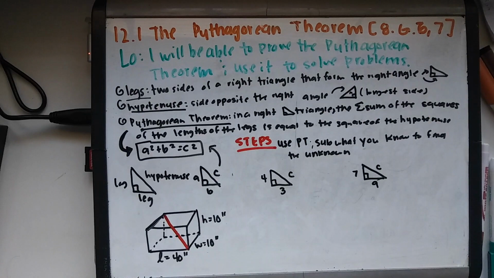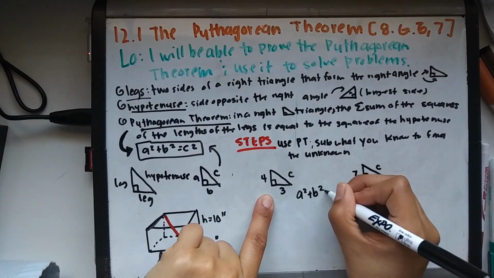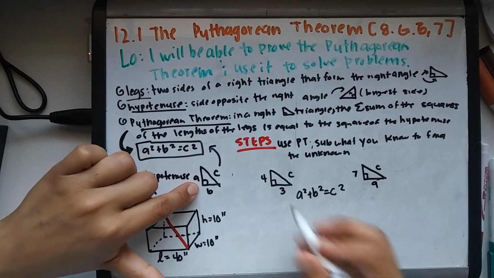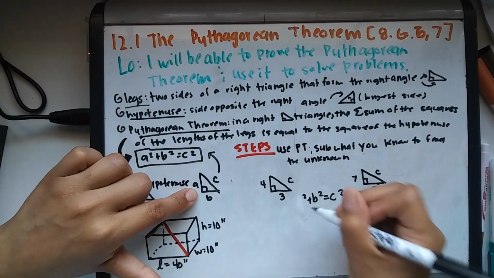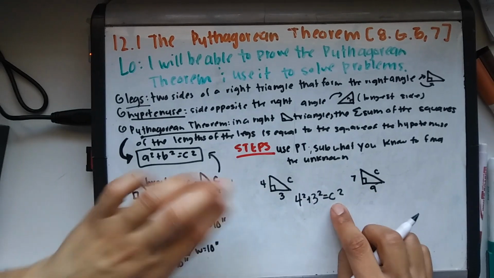The steps are: copy this down, substitute in what you know to solve for the unknown. So let's look at this one. I'm going to write a squared plus b squared equals c squared. Do I know my a? Yes, I do. That's 4. So I'm going to erase that and write a 4 there. Do I know my b? Yes, that's 3. So I'm going to write my 3. Do I know my c? No, that's what I'm looking for.